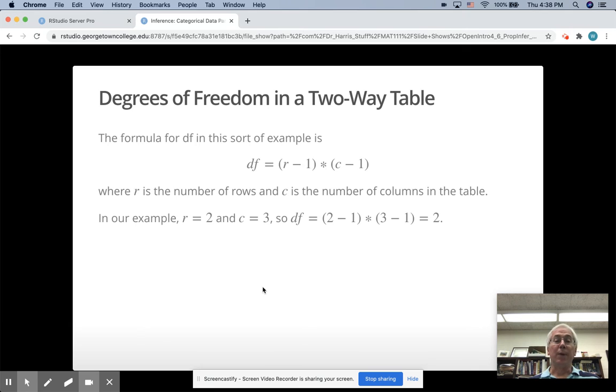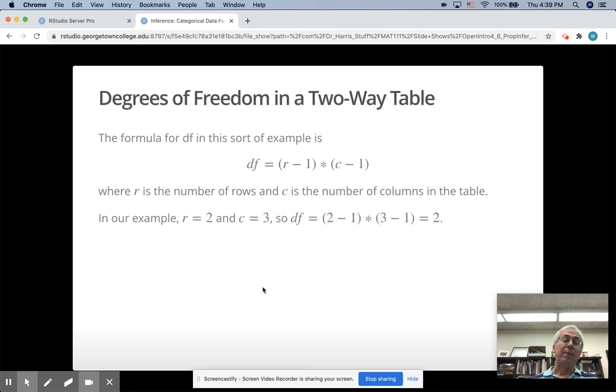So DF is going to be our shorthand for degrees of freedom. The number of degrees of freedom in a two-way table is going to be the number of rows minus 1 times the number of columns minus 1. So in our example, we've got 2 rows, 1 for each gender, and 3 columns, front, middle, and back. So the number of degrees of freedom is going to be 2 minus 1 times 3 minus 1. So that's 1 times 2, or 2. So I've got 2 degrees of freedom in this case.